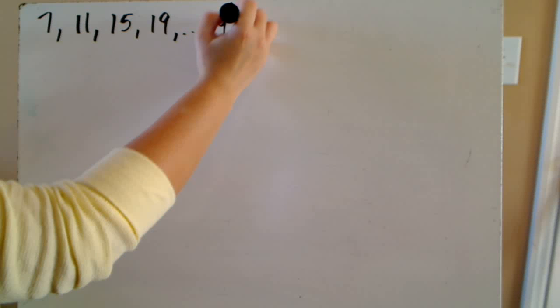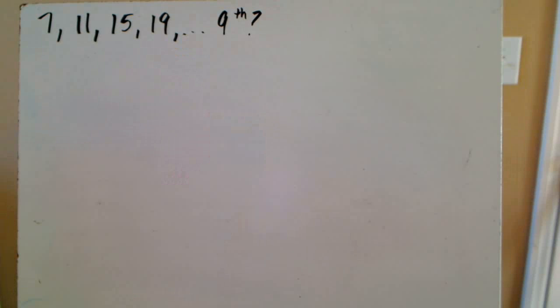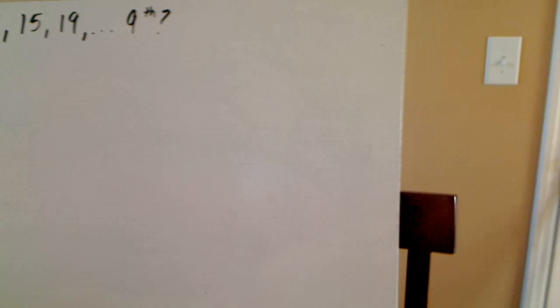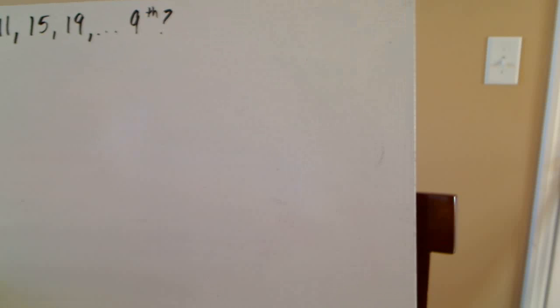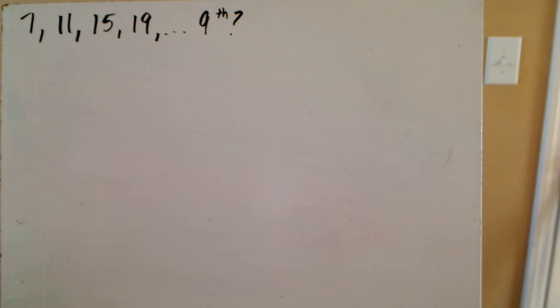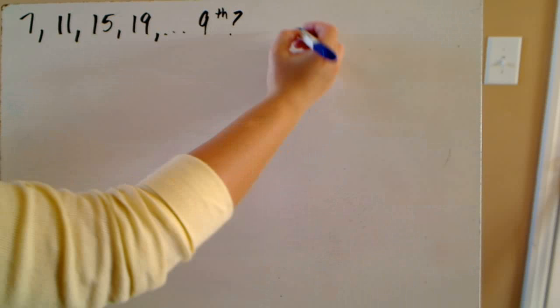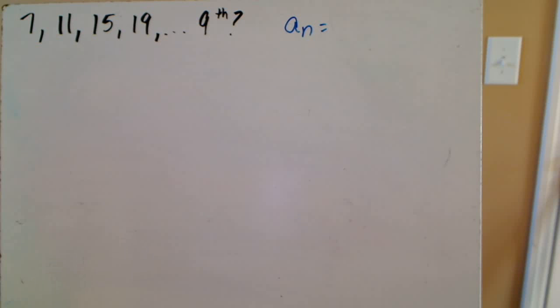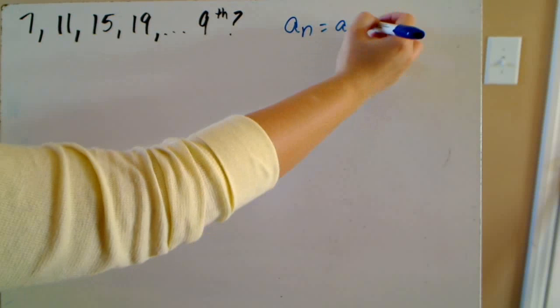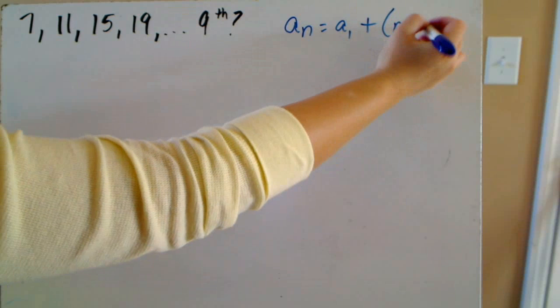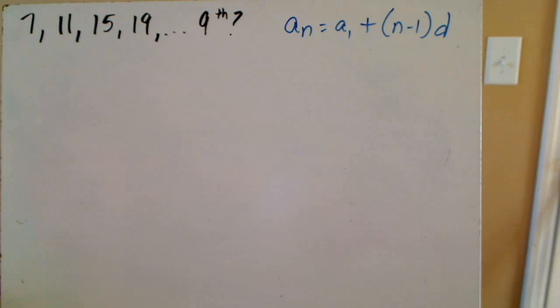I'm going to write that we need to find the 9th term. And we don't know what that is. So I'm going to move this off to the side. Let me leave it there. Sorry. I'm going to write down the formula. a sub n equals a sub 1 plus n minus 1 times d.